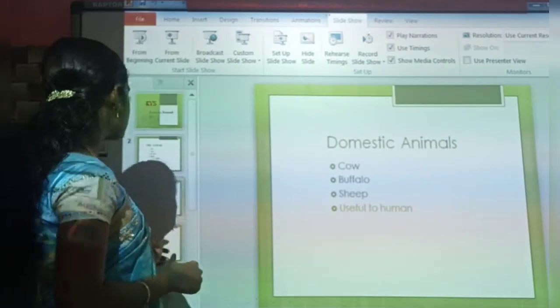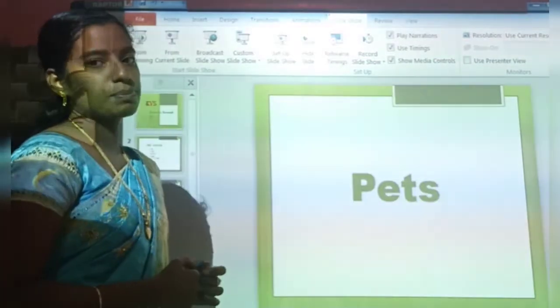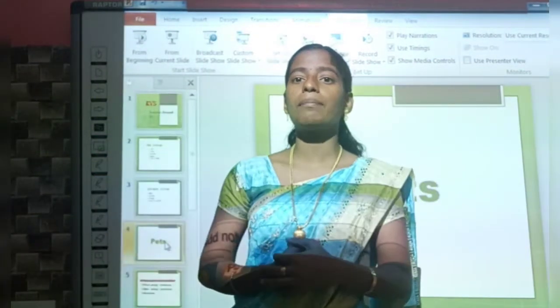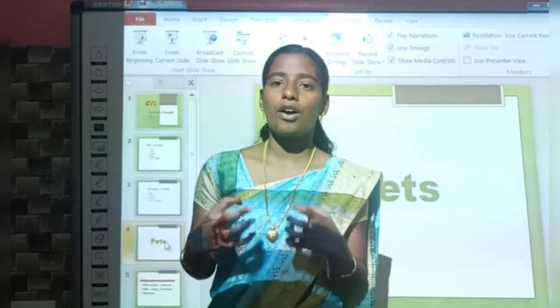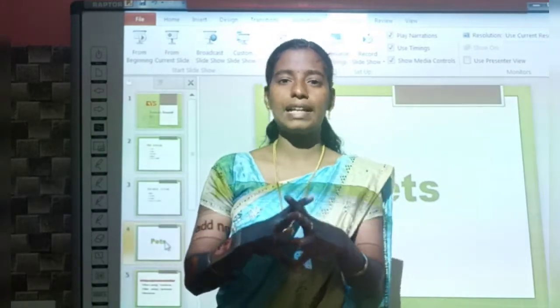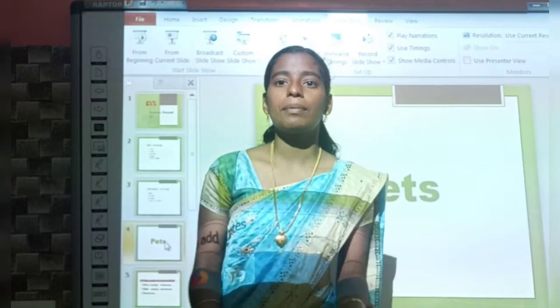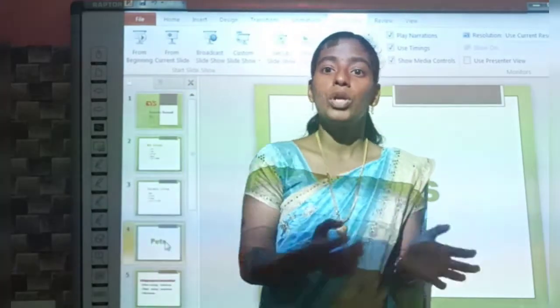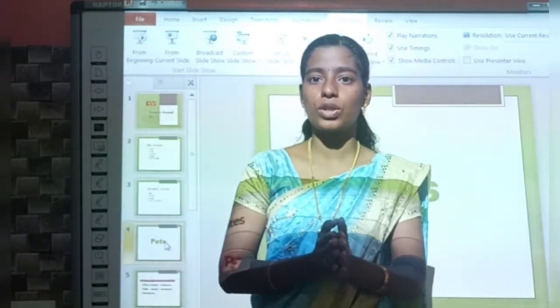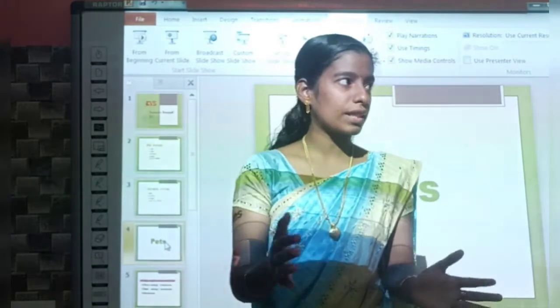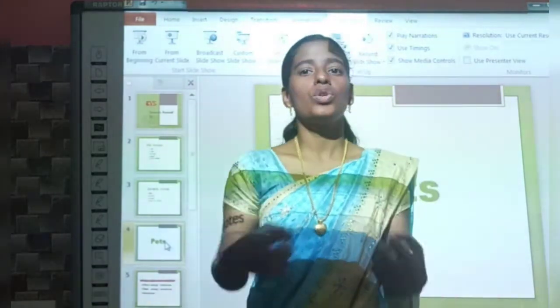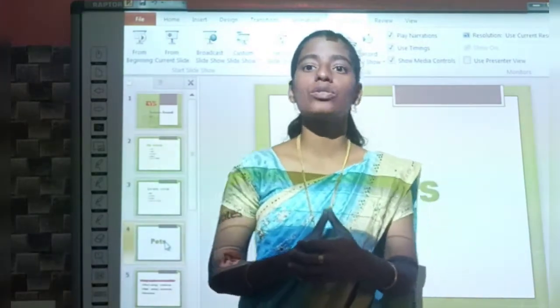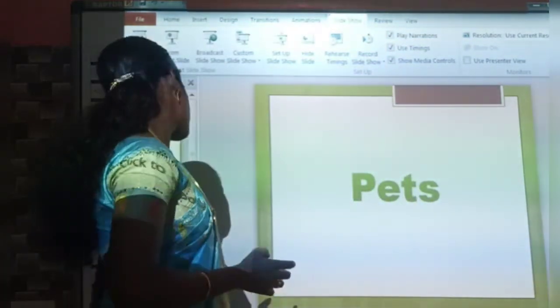Then the next one is pets. You all know what is pets. When we have some animals in our home as a family member or friendly, we will be having some animals as a friend in our home, right? Example, in many houses we have dogs. How do you treat your dogs? You will go near that, you will touch that, you will give food. So you will be very friendly to that. So they are called pets.